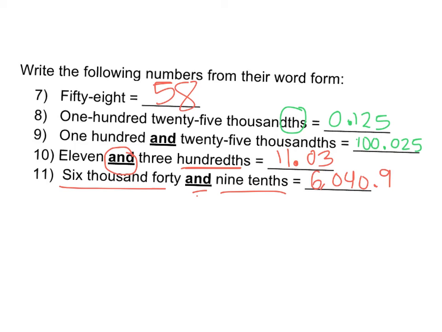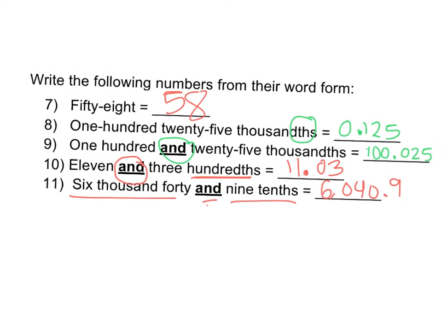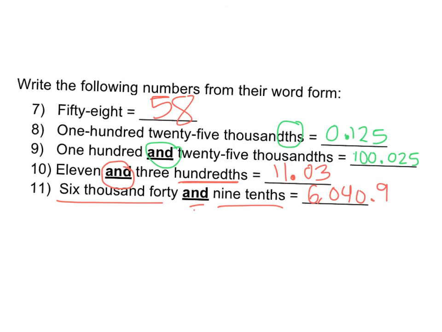All right, for number 9, we've got 100 and 25 thousandths. So again, similar to what we were talking about before, 25 thousandths tells us behind the decimal place, and it's only 25. So 25 thousandths, and then that 100 goes before the decimal place. The and is the decimal place.